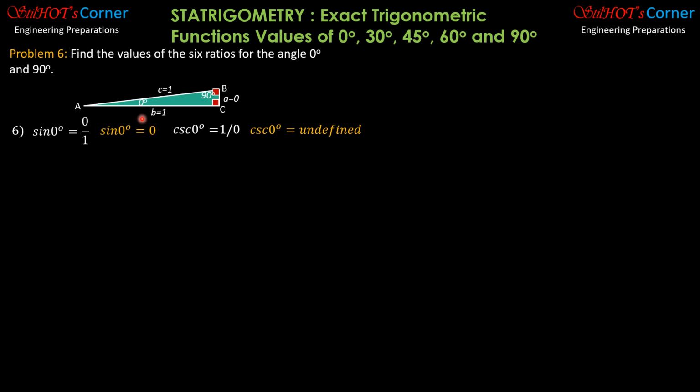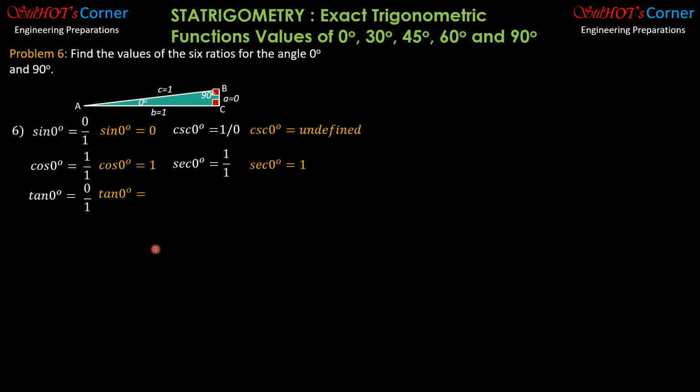Then we have cosine of 0 degree, which is equal to adjacent side B, which is 1 over hypotenuse 1. So cosine of 0 degree is 1 over 1, and it is equal to 1. While the reciprocal secant is also 1 over 1, so it is also equal to 1. Secant of 0 degree is equal to 1. Then we proceed to tangent of 0 degree. Opposite 0 over adjacent 1. So tangent of 0 degree equals 0.